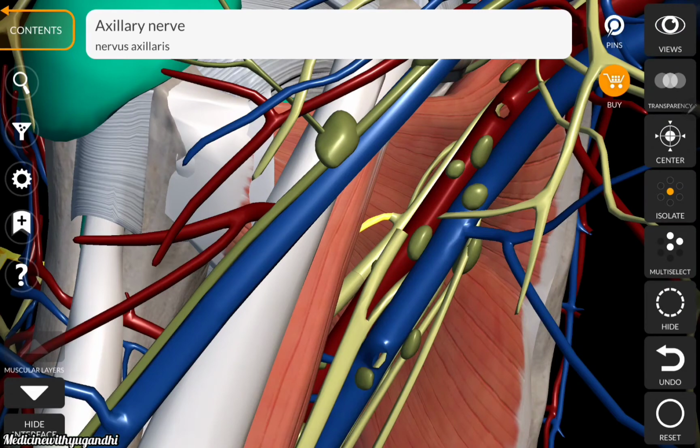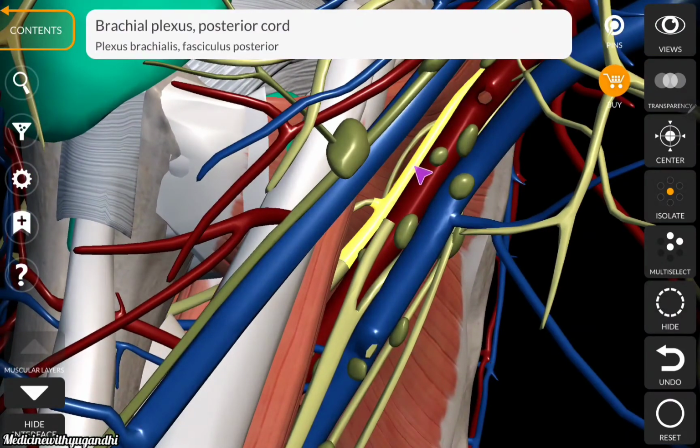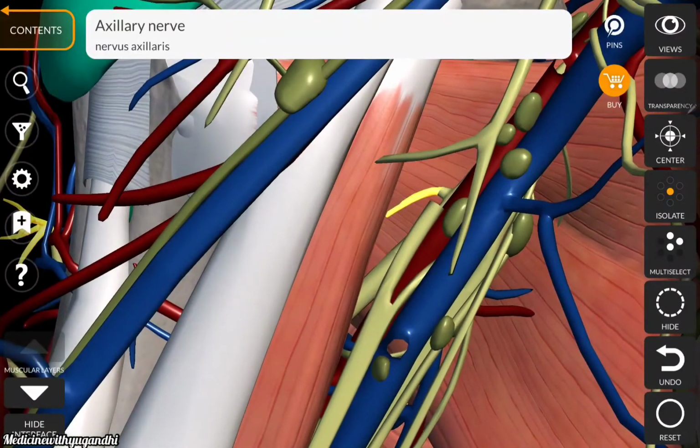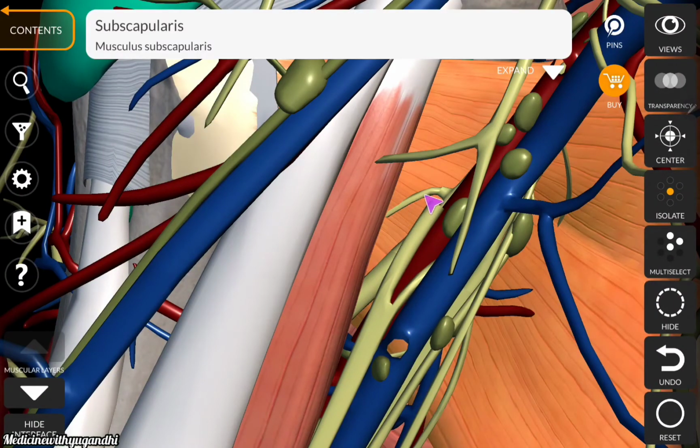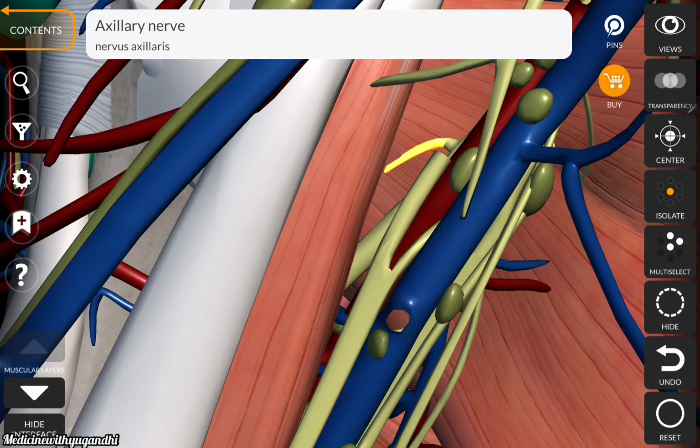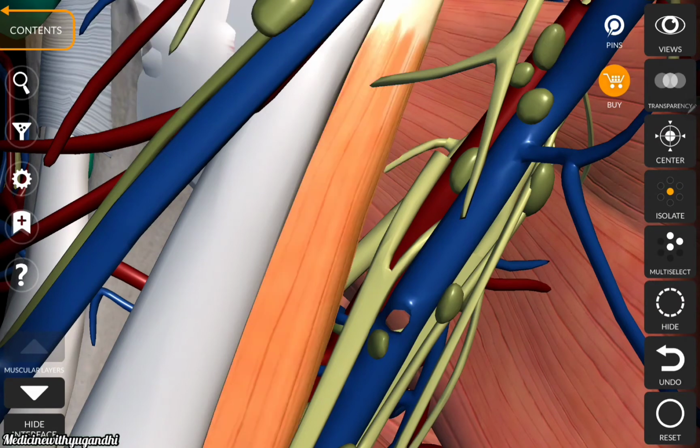Immediately after arising from the posterior cord of the brachial plexus, see, this is the posterior cord, it lies on the subscapularis muscle. See, this is the subscapularis muscle on which the axillary nerve lies. Here it is medially related to the median nerve. Here you can see this is the median nerve.